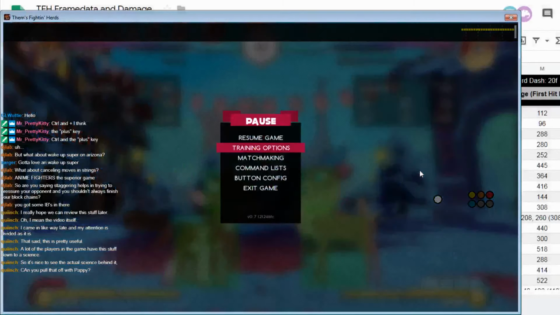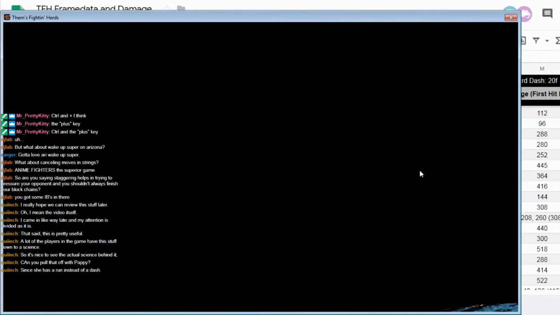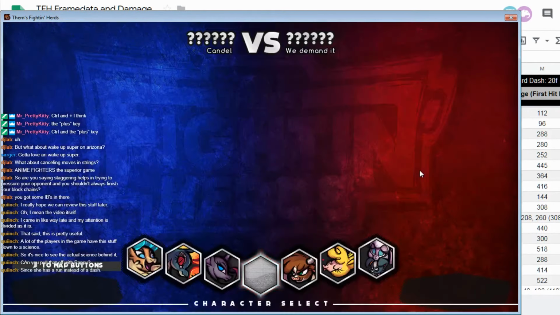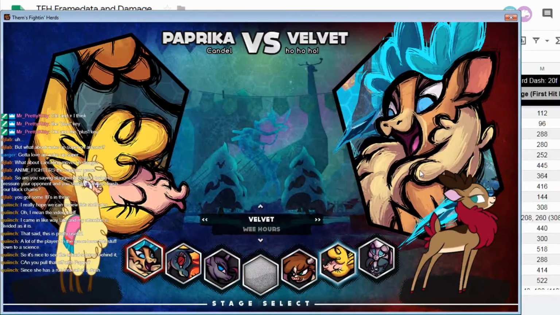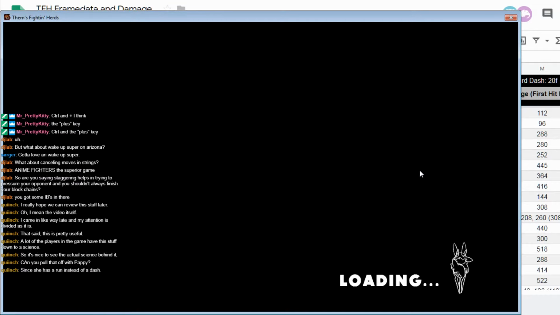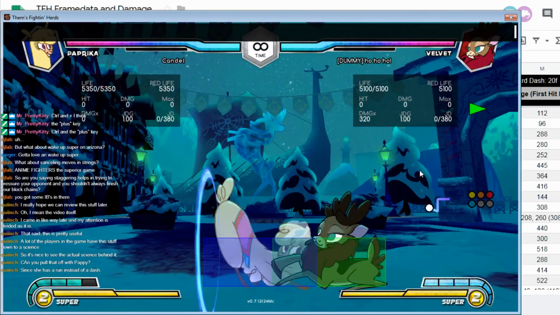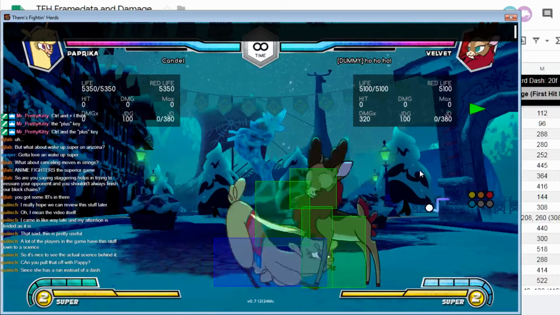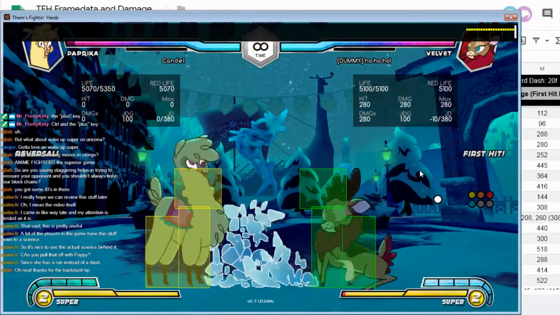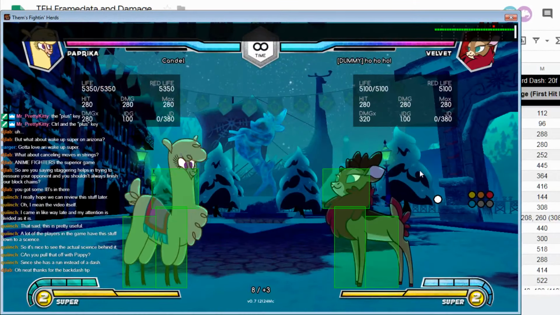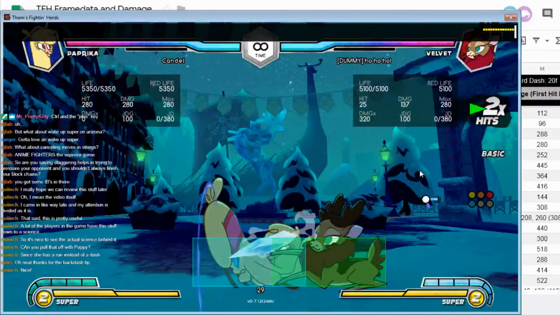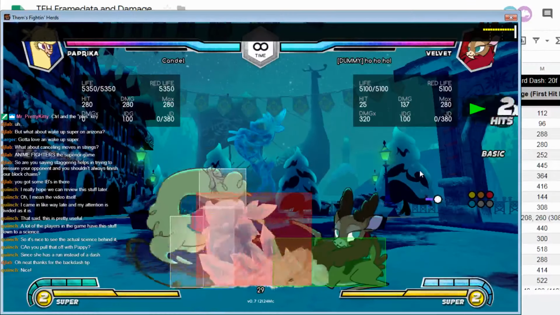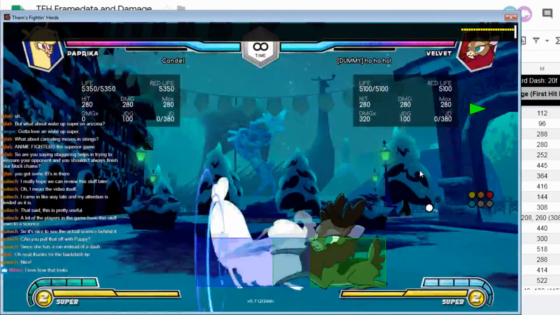Can you pull that off with Paprika? Let's see. Her backdash is still technically a run. I mean, her backwards run is still technically a backdash, duh. Yes. And as you can see, if I time things well, which I can't apparently.